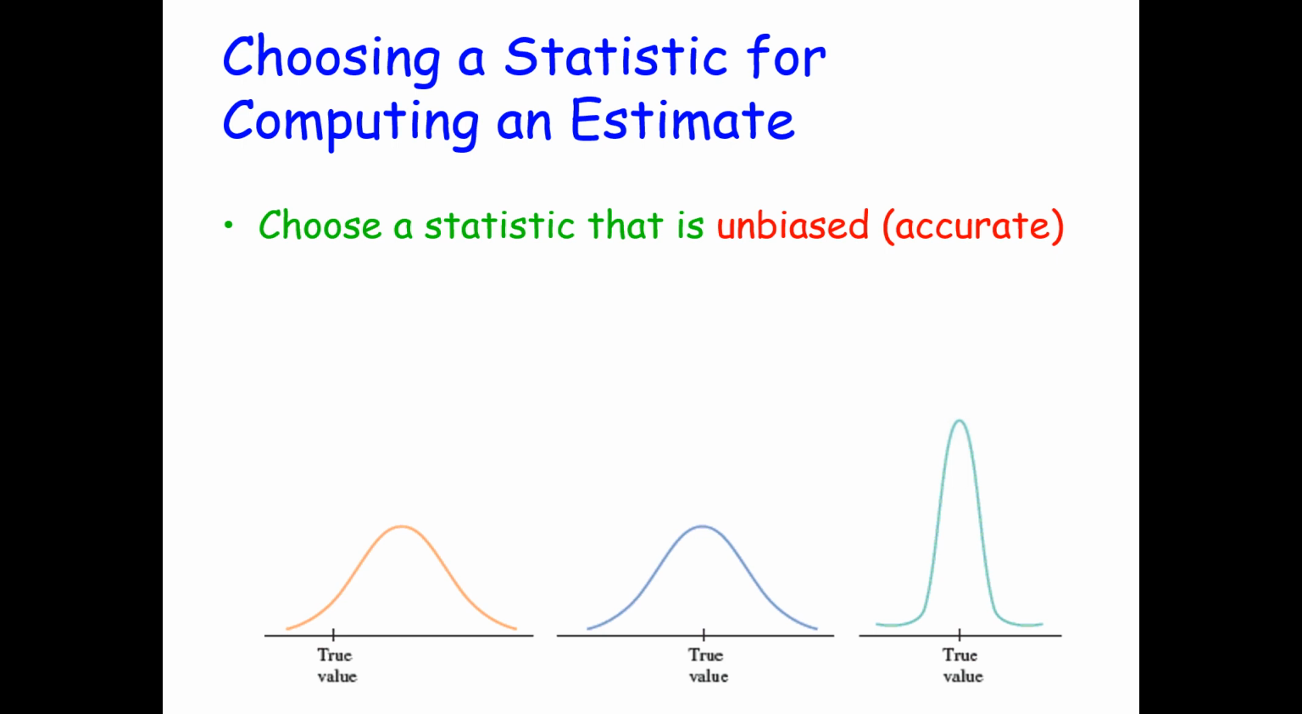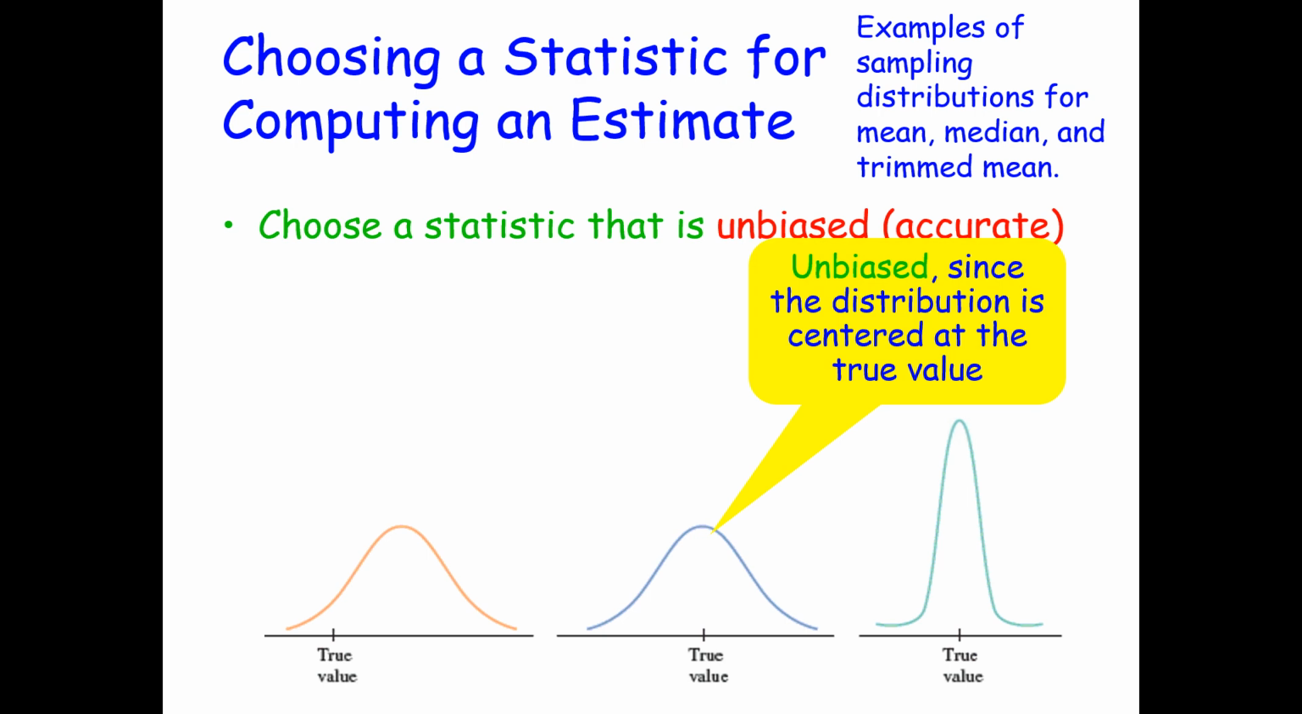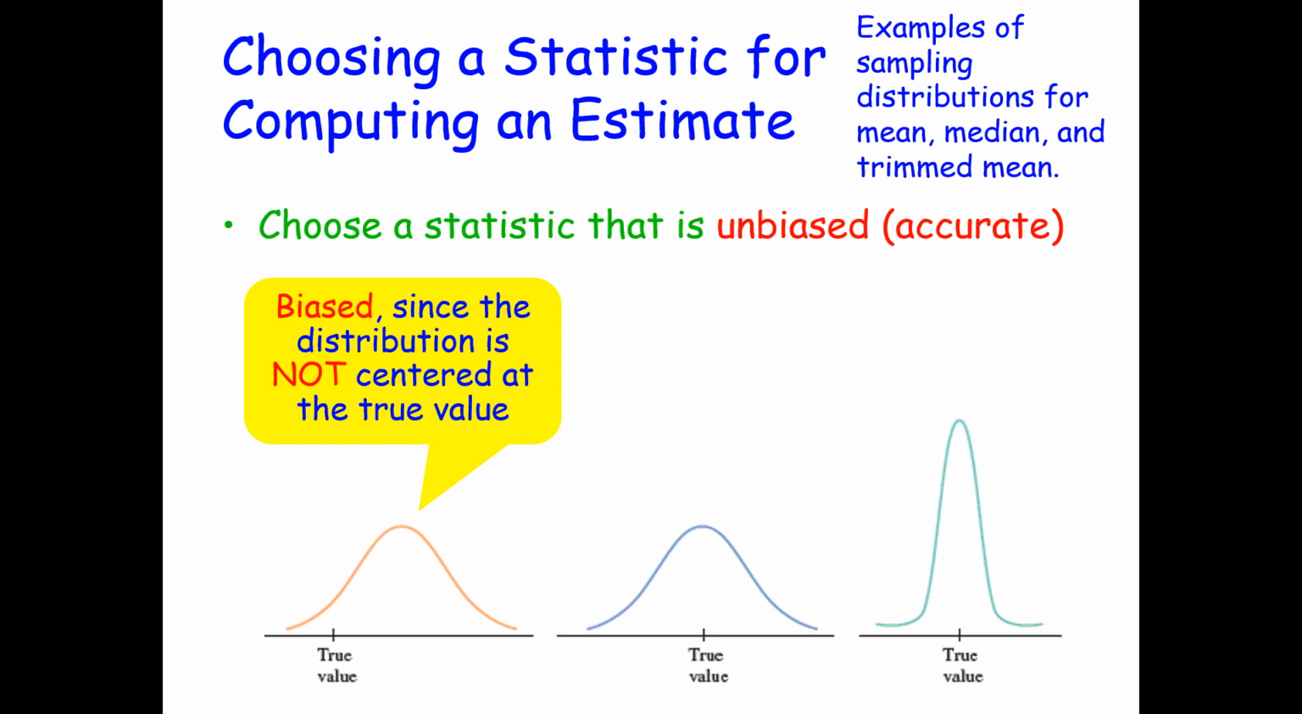Here we have 3 examples. Notice where the location of the true value is. In this example, the middle one is unbiased since the distribution is centered at the true value. Here, this example is unbiased since the distribution is centered at the true value. However, the example to our left is biased, since the distribution is not centered at the true value.